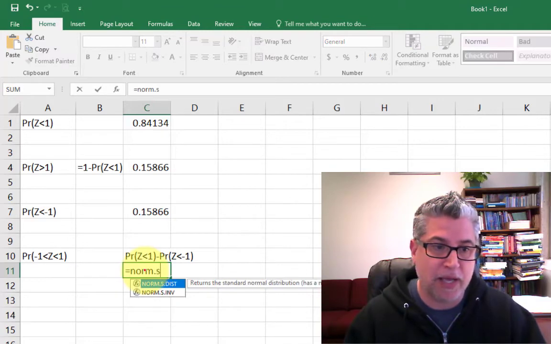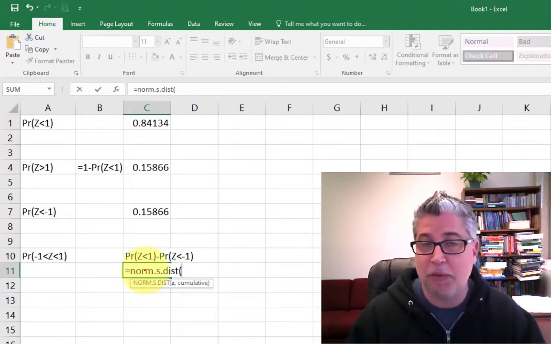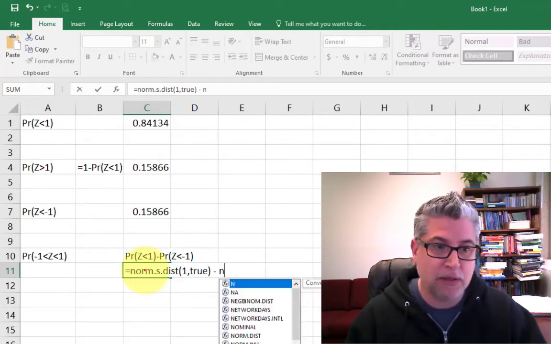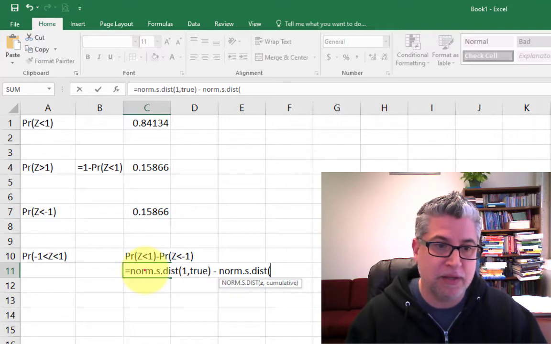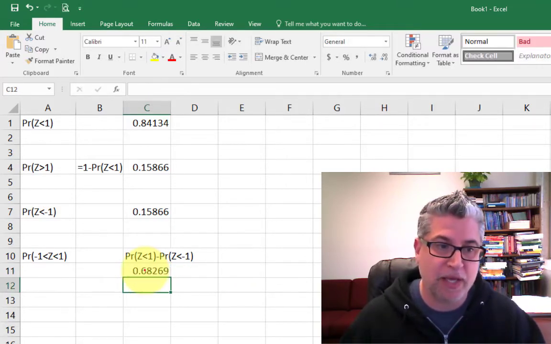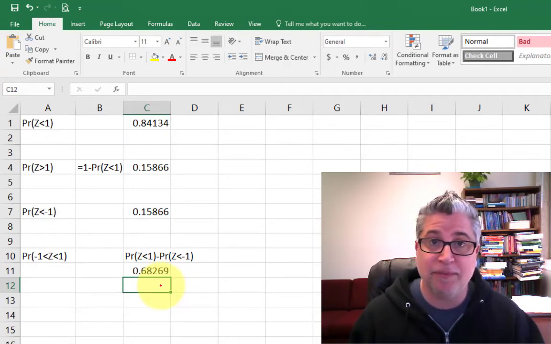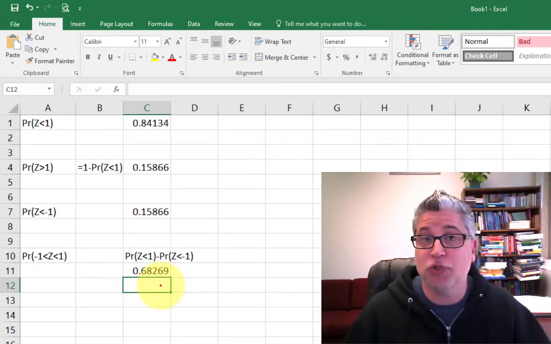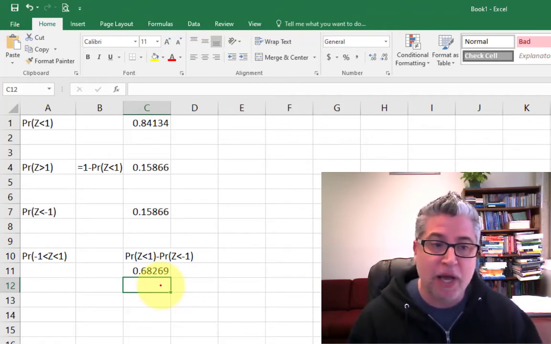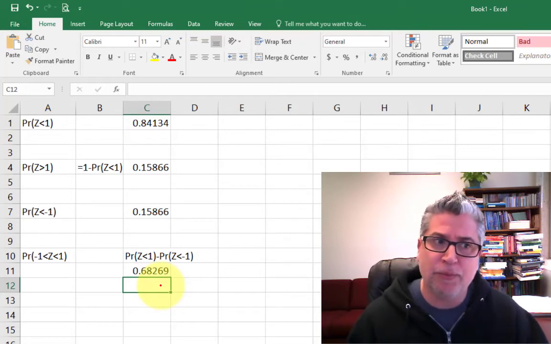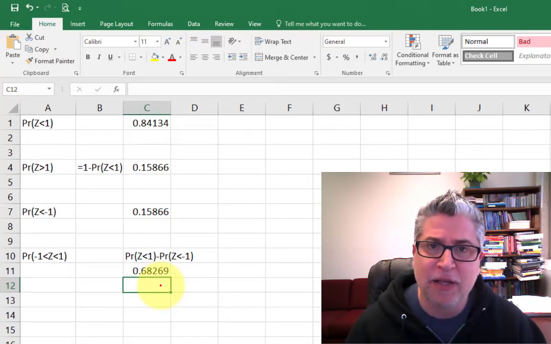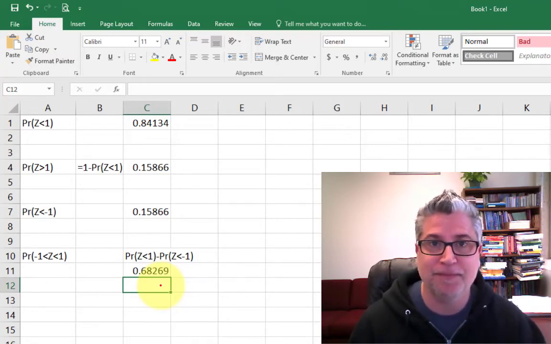So norm s dist, the probability that z is less than 1 minus the probability that z is less than -1. And we get 68%, which is what our empirical rule said it should be. And this is, I think, why memorizing those simple kinds of rules is very, very useful. It helps you double check. So if you had accidentally keyed in a wrong formula in Excel, you'd be able to catch that mistake.